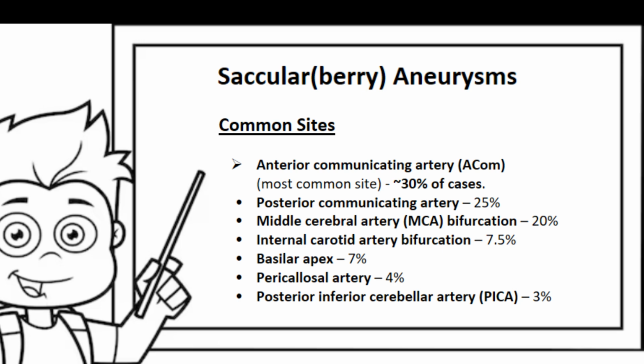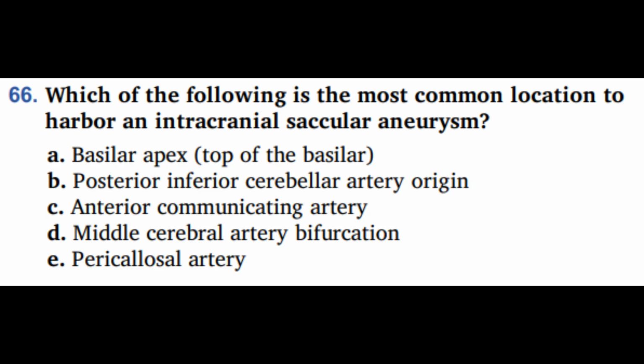These aneurysms are often found at arterial bifurcations where turbulent blood flow stresses the wall, and patients may have multiple aneurysms, especially if there is a family history or connective tissue disease. So, like we said, anterior communicating artery, which accounts for 30% of all cases, takes the beat. Our answer is C. Next question.